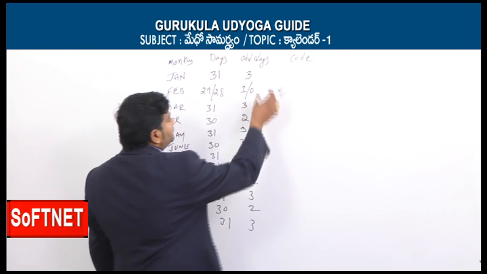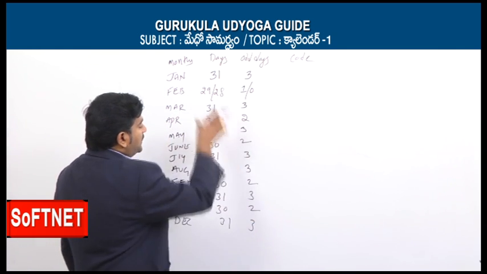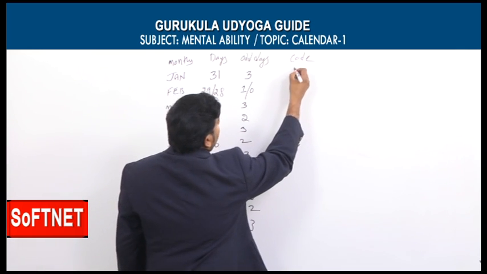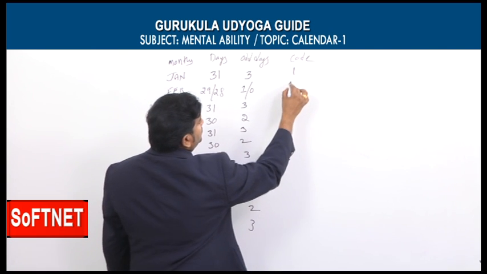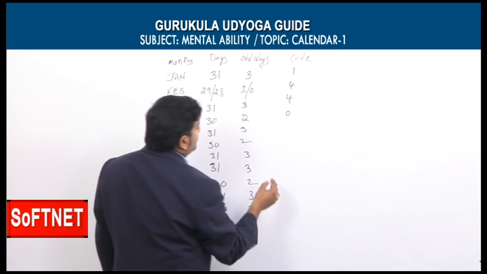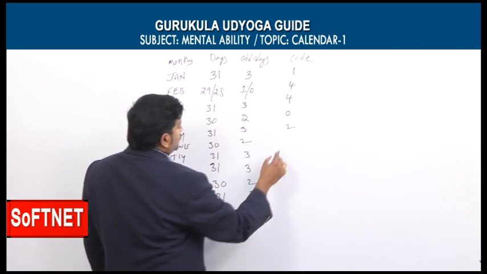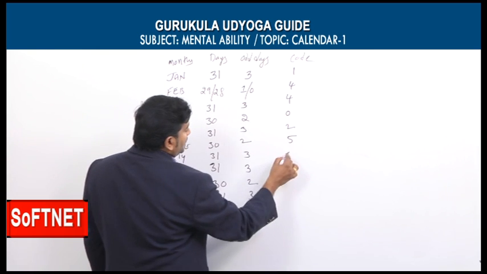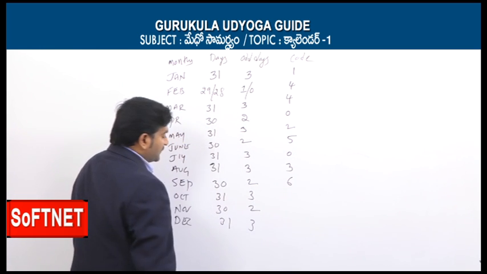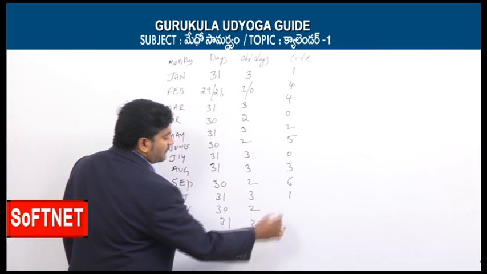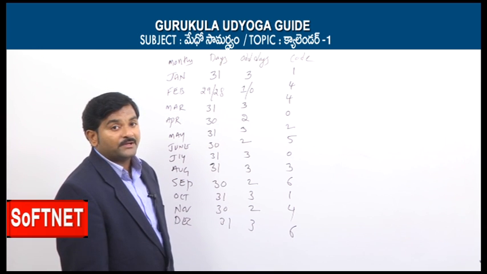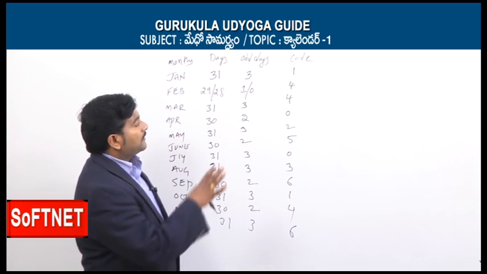So now we will add the codes. These codes are important now. You already know the days, you have awareness about these. Now we will focus on codes. January month code is 1, February month code is 4, March month code is 4, April month code is 0, May month code is 2, June month code is 5, July month code is 0, August month code is 3, September month code is 6, October month code is 1, November month code is 4, and finally December month code is 6.